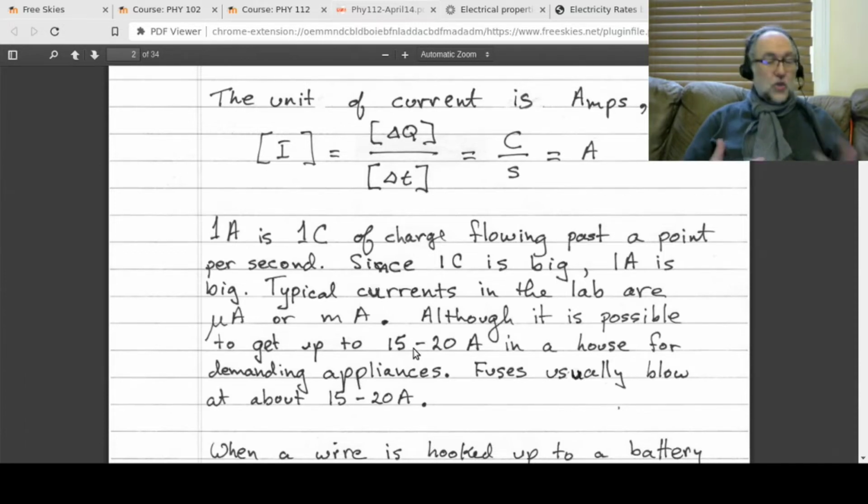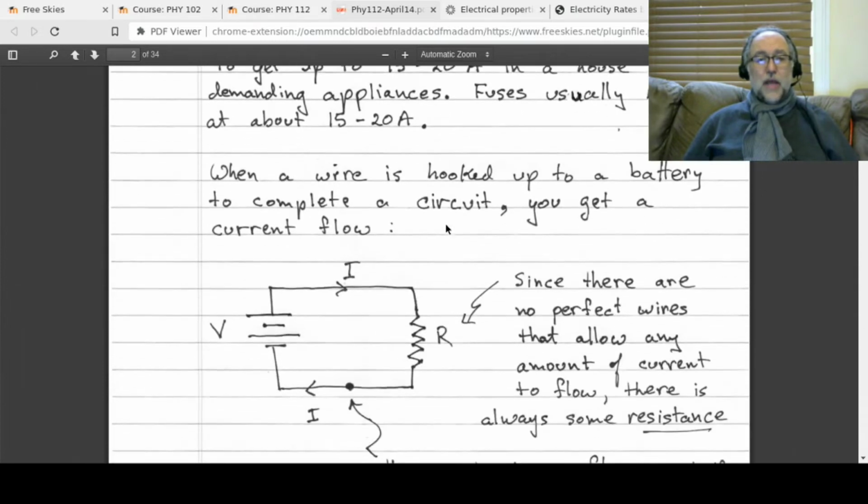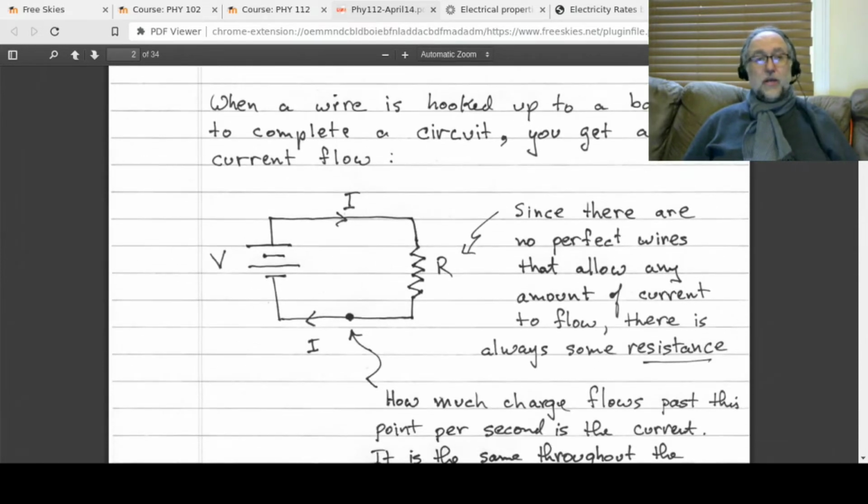Okay, so just to recap here, current is the amount of charge flowing through a particular point in space per second. It's the coulombs per second flowing through a point, and that's given the name of an amp, named after a physicist that we'll study a little bit later, who played with magnetism, called Ampere. Okay, all right, so now we're actually ready to hook up a circuit.